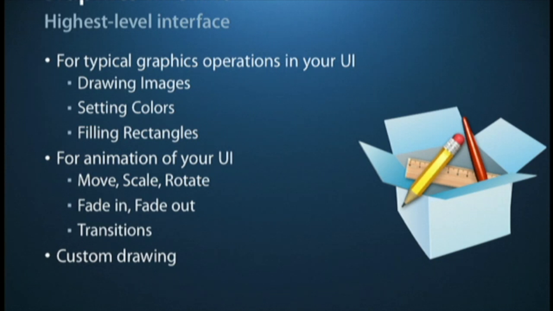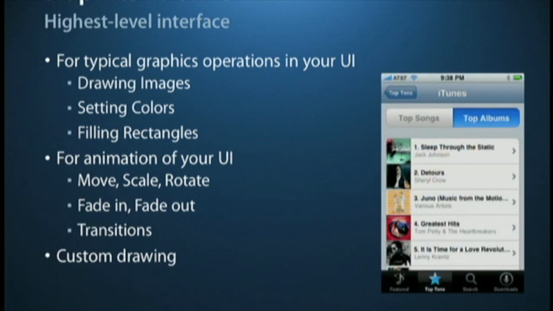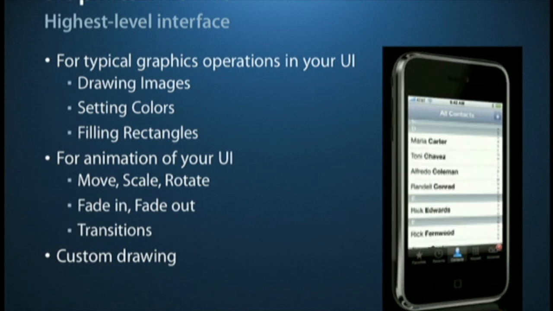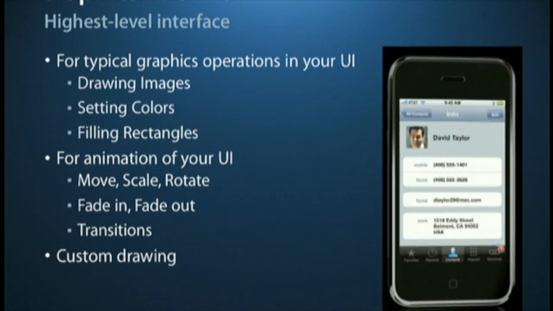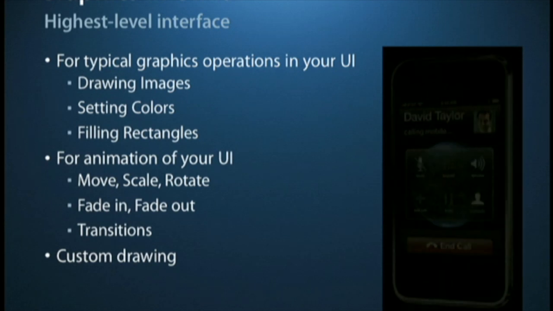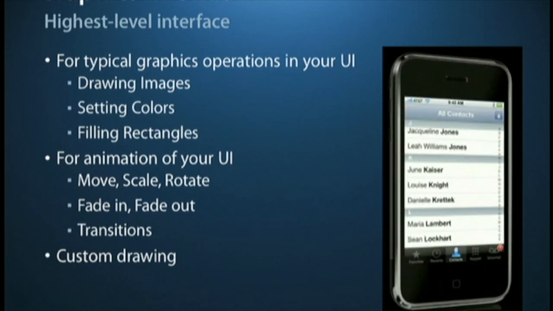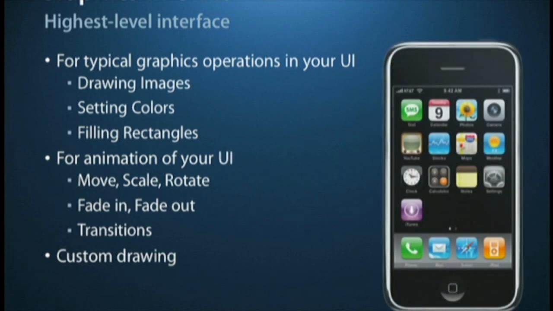UIKit is a library of classes used to develop your application's user interface. It's a very rich API, and it provides things like views to draw into, and buttons and labels, and scrolling lists, and event handling, and so on. And it's covered in more detail in the application frameworks overview. But at this level, there are some graphics operations that are very common, things like drawing images and setting colors or filling rectangles. Also, UIKit provides a high-level interface to animate your UI components. Many of them have elements with properties that can be animated to move or scale or rotate, fade in, fade out, and you can have animated transitions from one view to another or one screen to another.